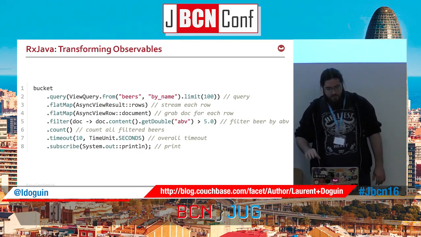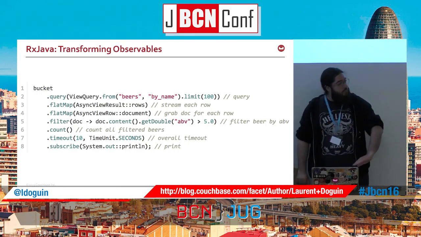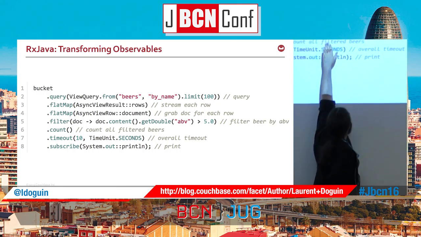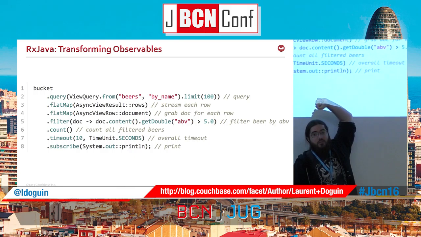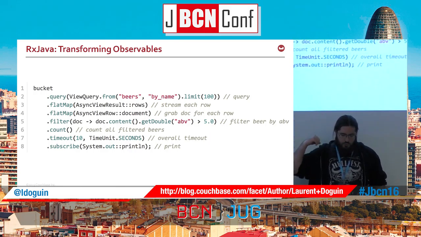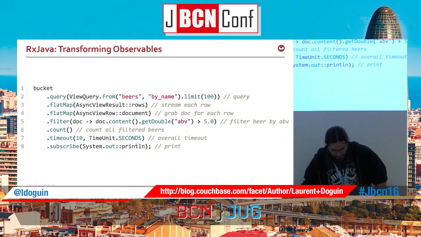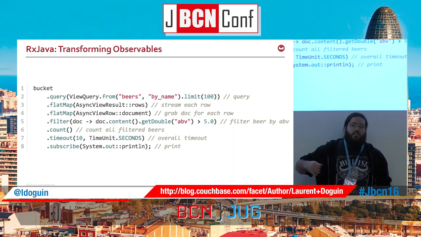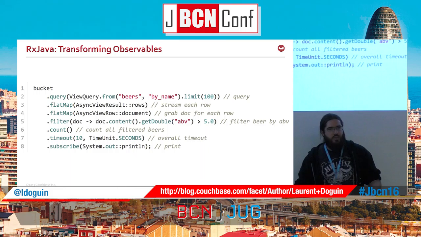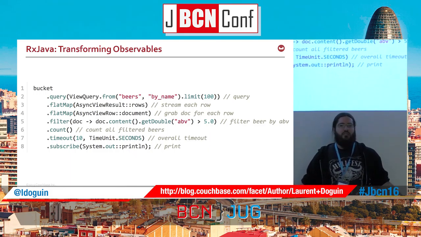And again, the moment you don't do a subscribe, nothing happens. You're just describing lots of things happening while nothing happens, which is, again, very nice. And then you can call count and basically it gives you the number of beers with alcohol by volume superior to 5. That's what it does. And once you call subscribe, it does the call to the database, gets everything in, and as soon as the data comes, because it's event based, you process it and don't wait to get all the data back.